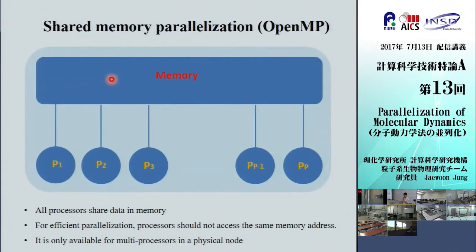And one more thing is that this kind of shared memory parallelization is only available for multiprocessors in a physical node. So nowadays, in a node, there are many cores. In this case, you can assign shared memory parallelization, but you cannot assign this kind of parallelization for 2, 3, 4, and many nodes. So please keep in mind that this parallelization is useful only for one node.